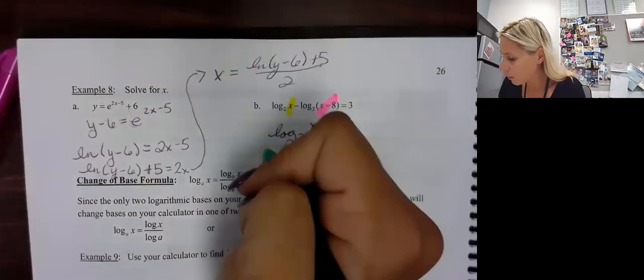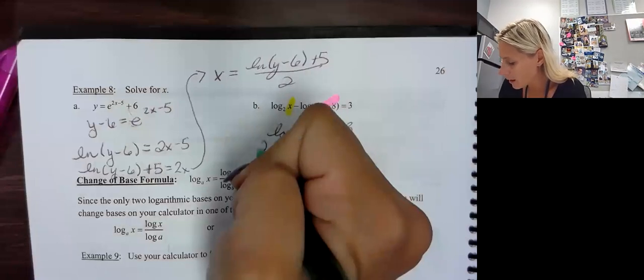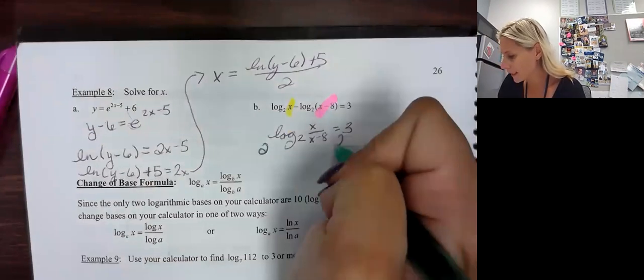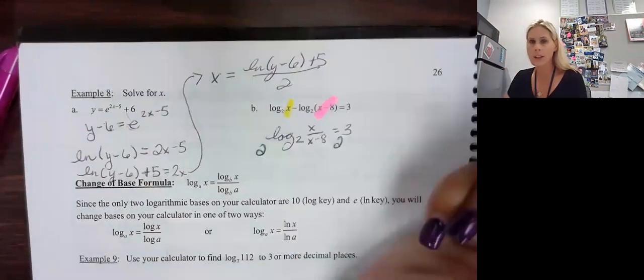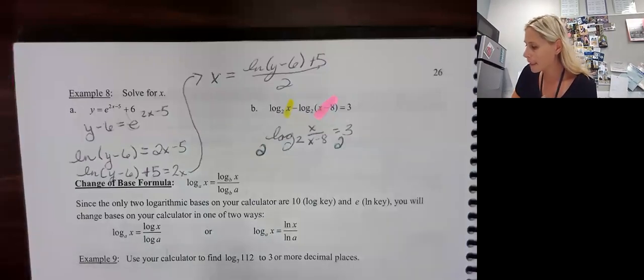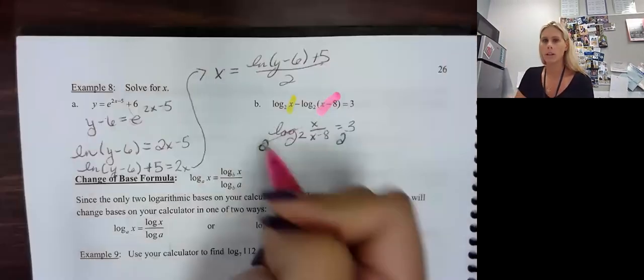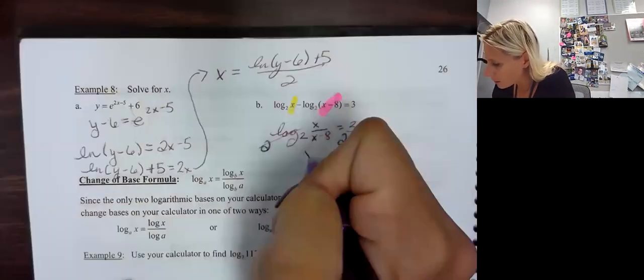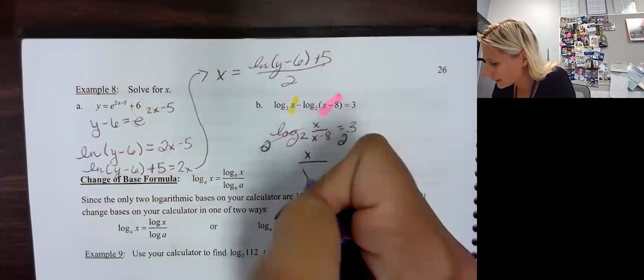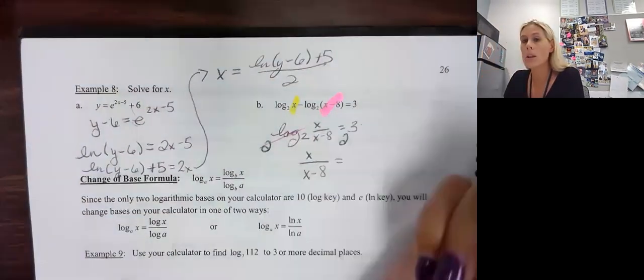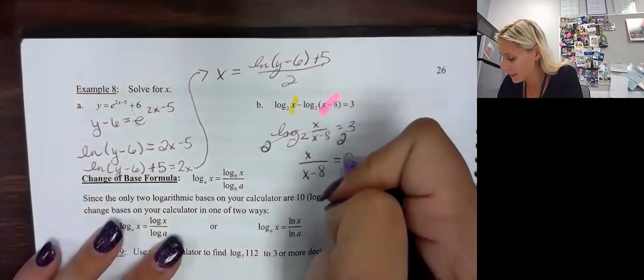Like I said before, what we do is we take the base and put it to both sides. That's why I like using colors for notes, because it shows you what to do. What happens here is these two cancel. So we're left with x over x minus 8 equals, well, 2 to the third is what? 2 to the third is 8.